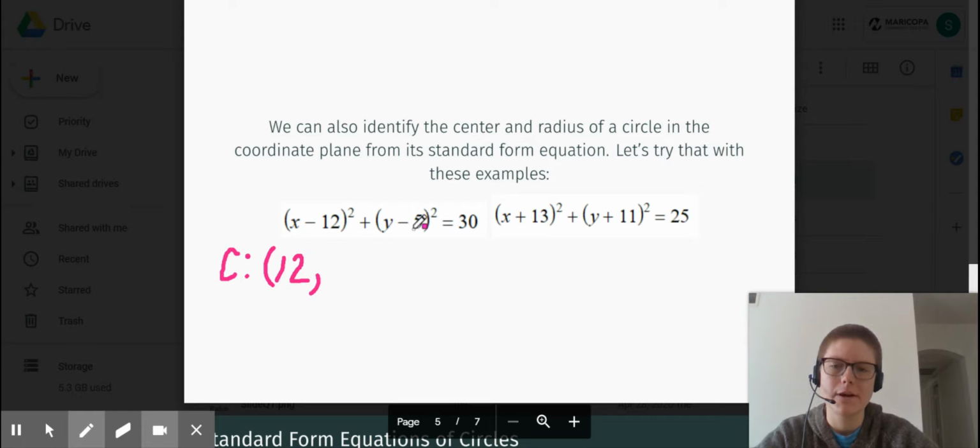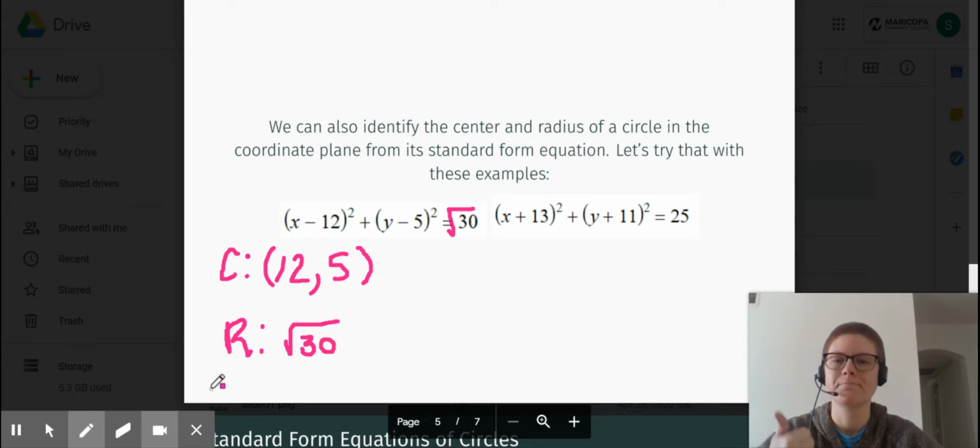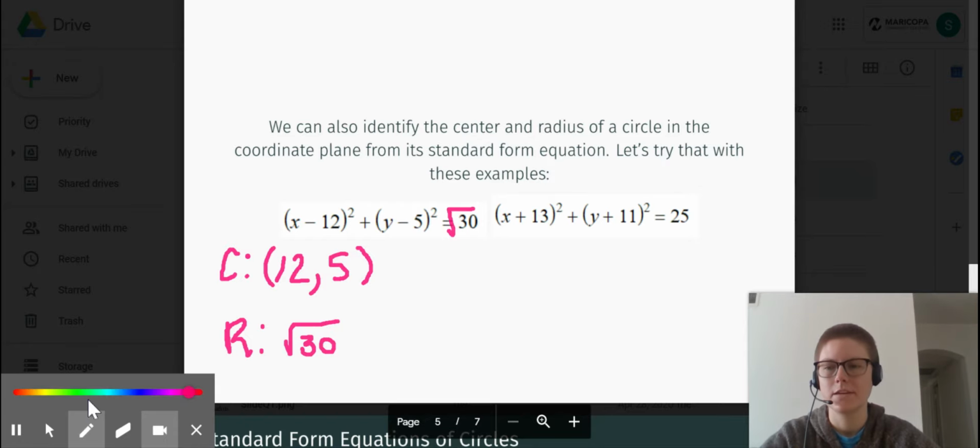And our y minus k, since it's a minus, it's 5. Right? And our radius for this, if I write a capital R, maybe that'll help. So we would take the square root. The square root of 30 is an irrational number, so I'm just going to leave it as square root of 30. And that's it. See, this is easy stuff, right, guys?